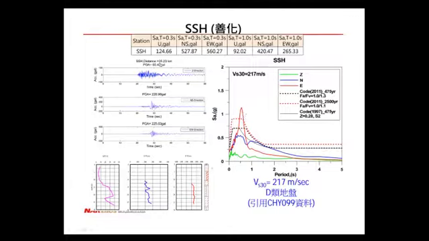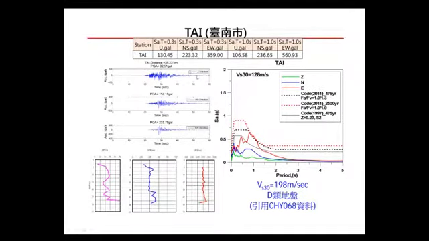Whether this surface wave has anything to do with a low SPT value at the surface, it is yet to be seen. This is the station at Tainan. Tainan actually is where the mostly heavy damage area occurred. If you notice again, the duration changed from 15 probably to 20 seconds. This is extraordinarily long for a magnitude 6.3 earthquake.